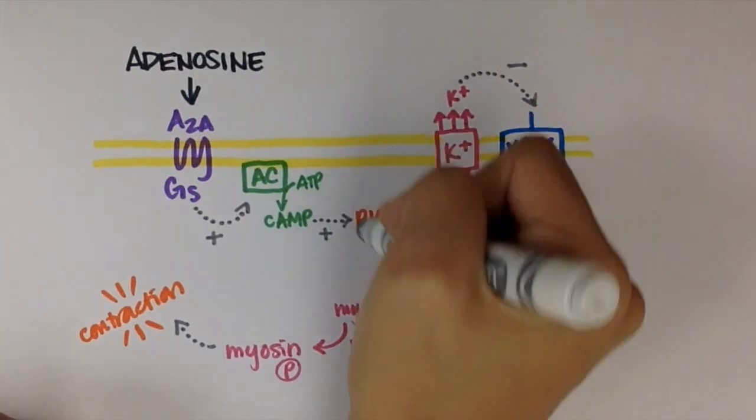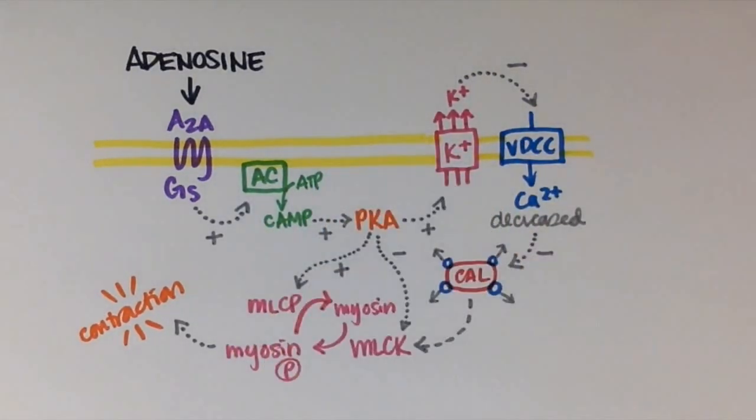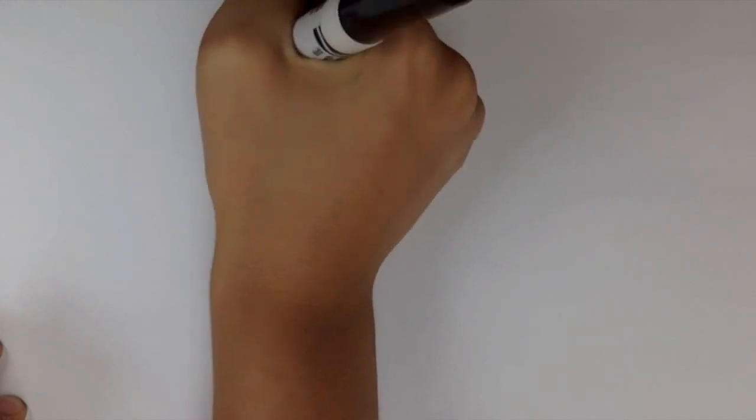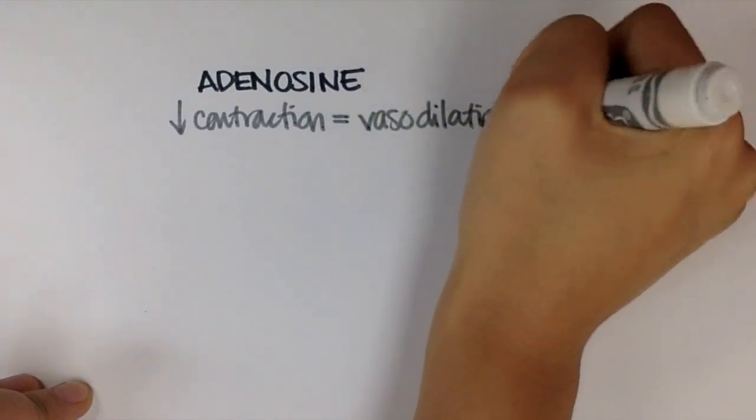Lastly, PKA also activates MLCP, myosin light chain phosphatase, which converts phosphorylated myosin back to its inactive form. The decrease in intracellular calcium, the inactivation of MLCK, and the activation of MLCP all decrease contraction in the smooth muscle. This decrease in contraction corresponds to the vasodilation of the smooth muscle, specifically the arterioles in the frog.